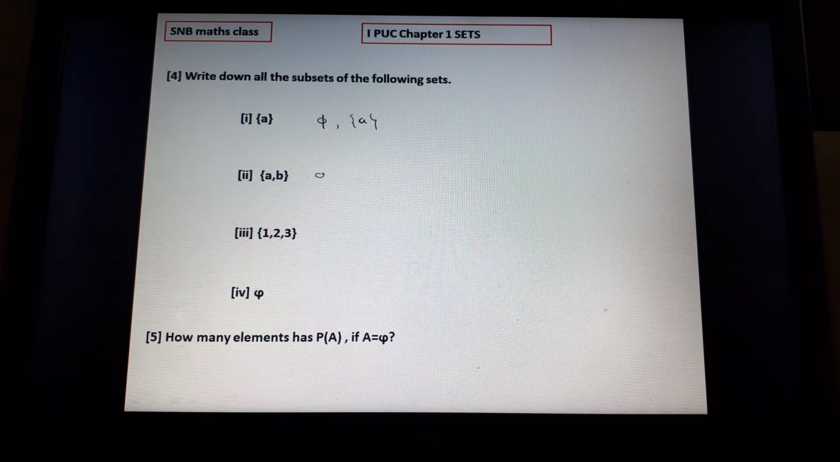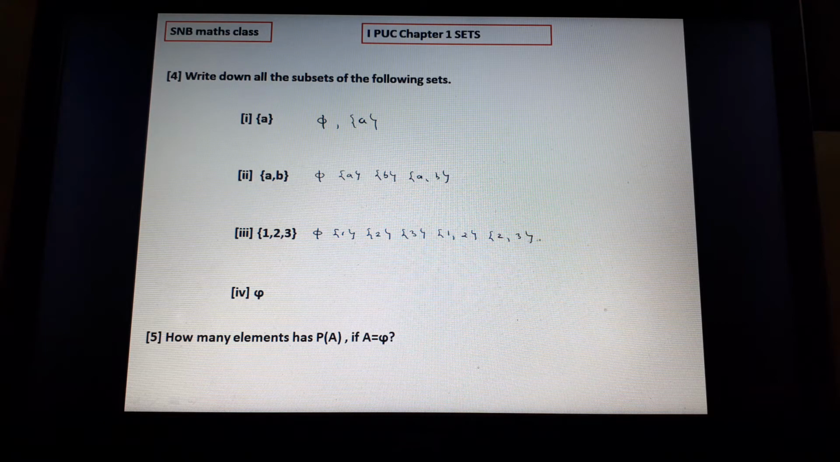Same way here, phi is the first set. Second one is the singleton set containing A, singleton set containing B, then the set itself, {A, B}. So these are the four subsets of this set. Same way you can try this one. First one is phi, second one is the singleton set {1}, then the singleton set {2}, another one is {3}. Then we have to take two elements, that is {1, 2}, then {2, 3}, and {1, 3}. Then the set itself, {1, 2, 3}.